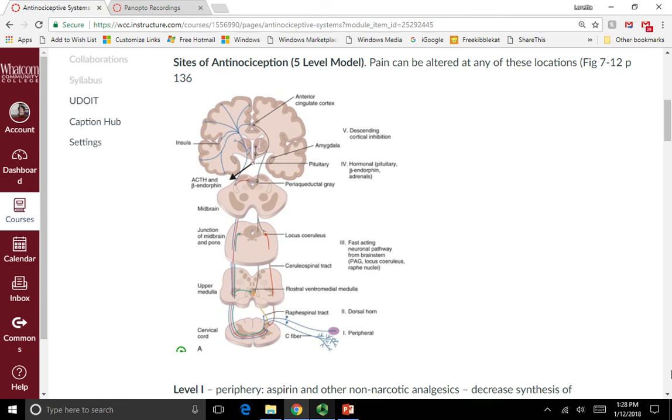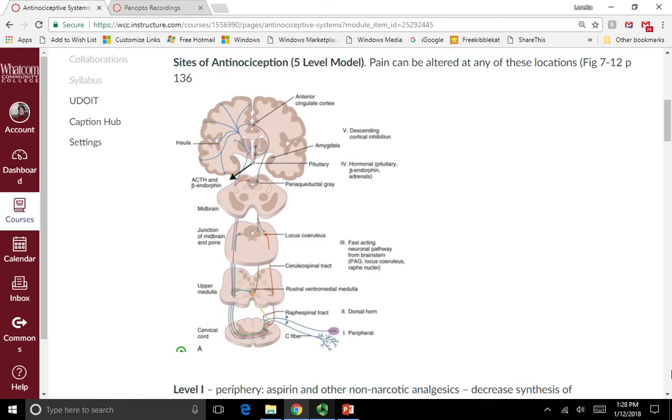There is a hormonal pathway activated by the hypothalamus. The pituitary gland produces beta endorphins, and the adrenals also produce beta endorphins. So that's a descending pathway. And then there's descending cortical inhibition. That's when the cerebral cortex decides you're not going to have pain.